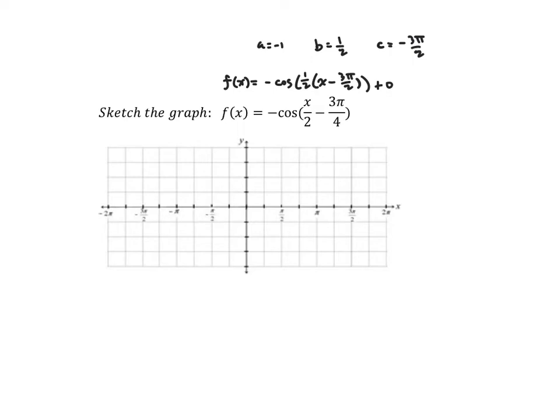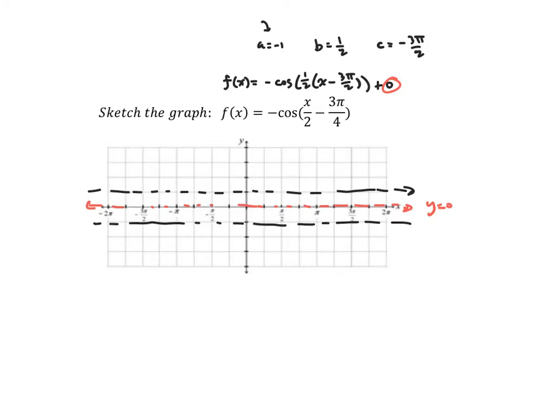Okay, so let's see what we've got going on here. Again, I'm going to look at my vertical transformations. Looks like my midline is at 0, because D is 0. So I'm not going to change anything with my midline. Okay, so that's y equals 0. And since a is negative 1, I'm not going to change anything with regards to the location of my max values and min values.